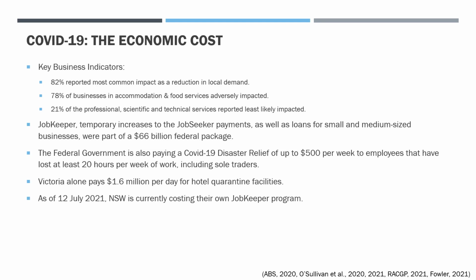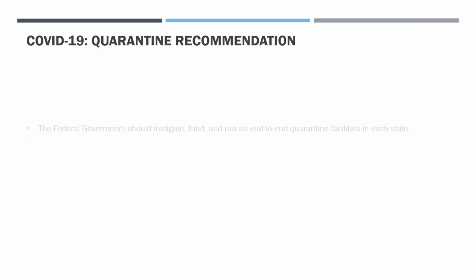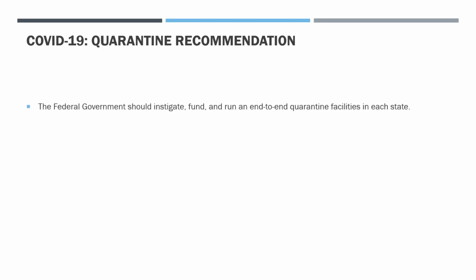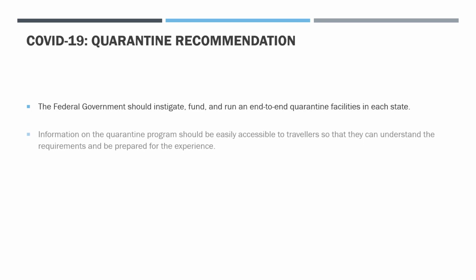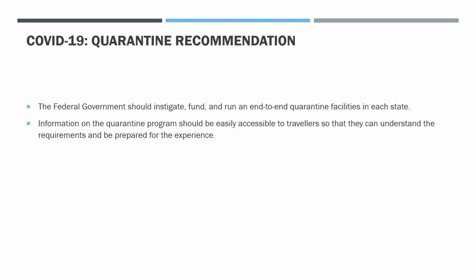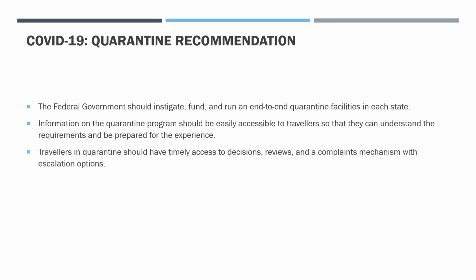This report recommends that the federal government should create, fund and run end-to-end quarantine facilities in each state. Information on the quarantine programs should be easily accessible to travellers on the federal and state websites so that travellers can understand the requirements and be prepared for the experience. Travellers in quarantine should have access to timely decisions, reviews, and a complaints mechanism with an escalation option.